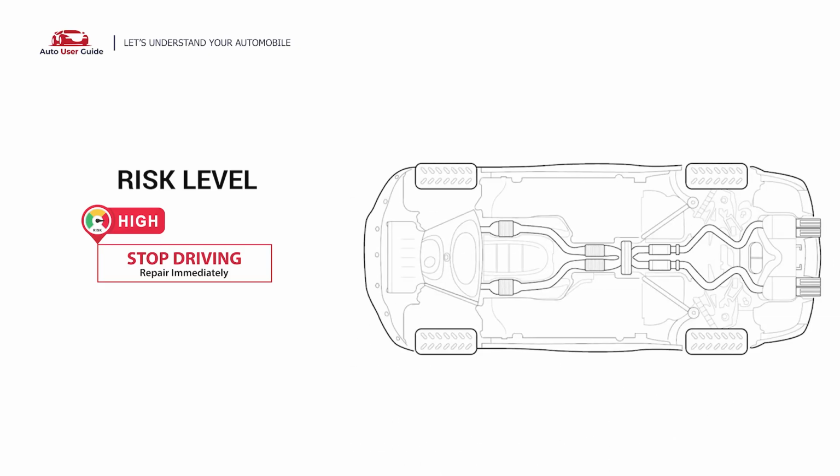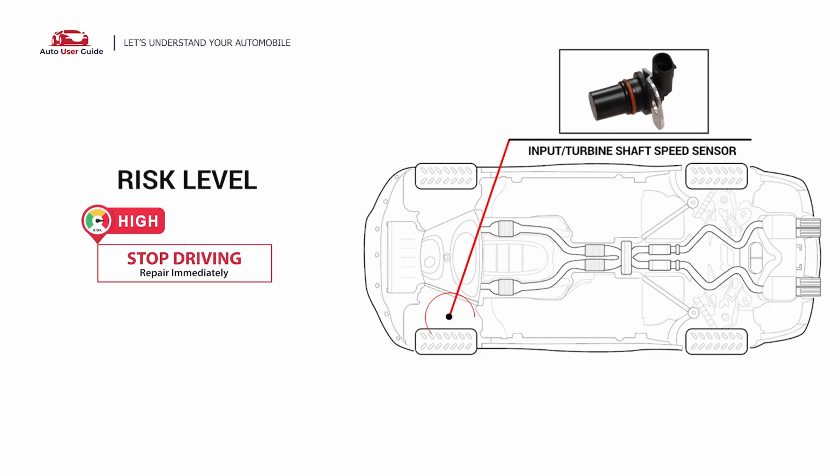The P2768 engine code indicates your car's powertrain or transmission control module, PCM or TCM, is detecting a dropout, erratic fluctuation, or irrational voltage reading from the secondary input speed sensor in your transmission. Under this circumstance, stop driving and repair your vehicle immediately.